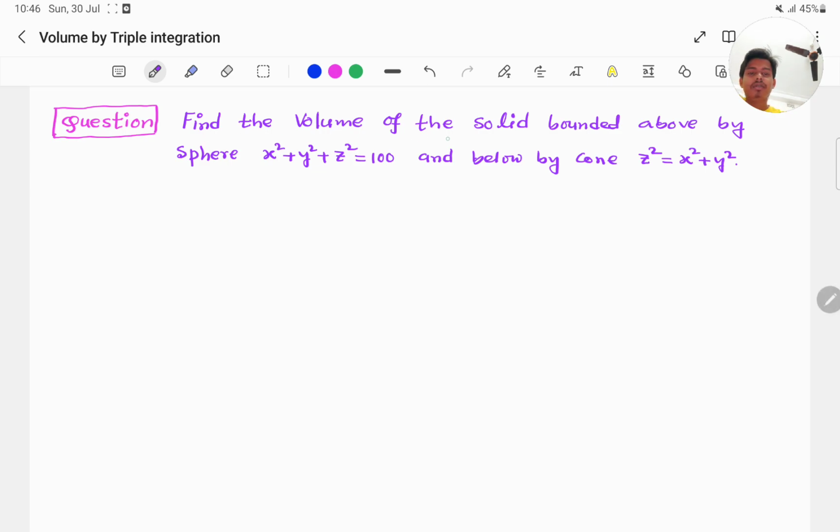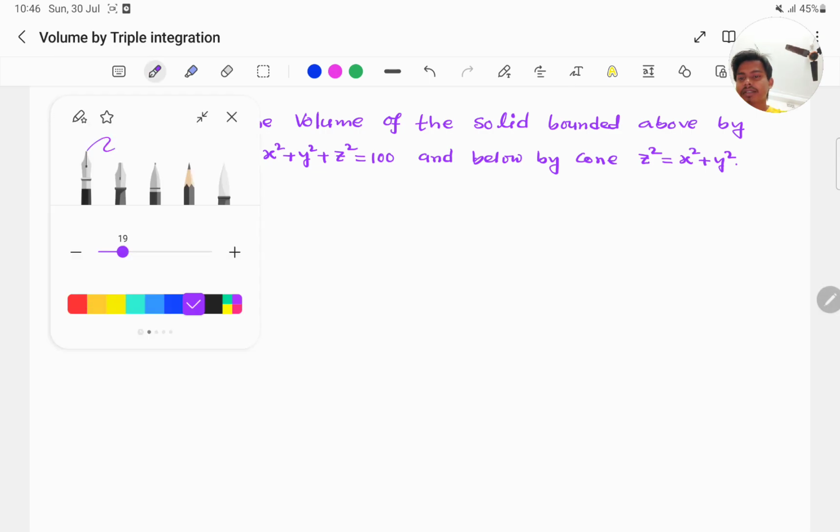Find the volume of the solid bounded above by the sphere x square plus y square plus z square equal to 100 and bounded below by the cone z square equal to x square plus y square. So we have a solid. Now we calculate the volume of that solid by using triple integral.